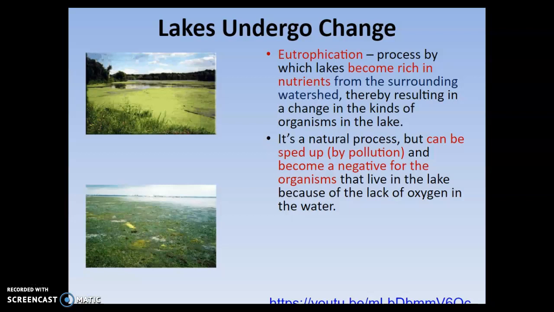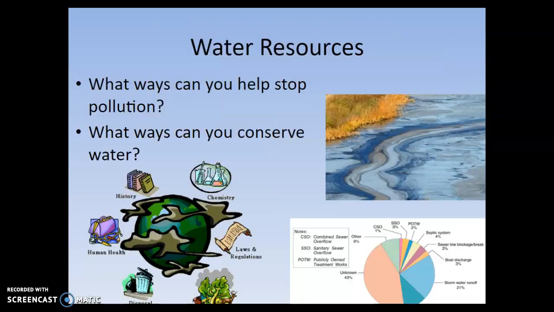So algae blooms because of the excess fertilizers, algae dies, bacteria break down the algae, which then lowers the oxygen in the water because the bacteria is using all that oxygen up. I know that's a long process and kind of step by step, but we're going to be doing an activity to help us kind of visualize that as well.